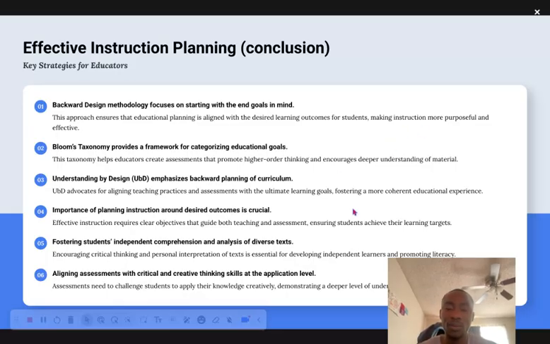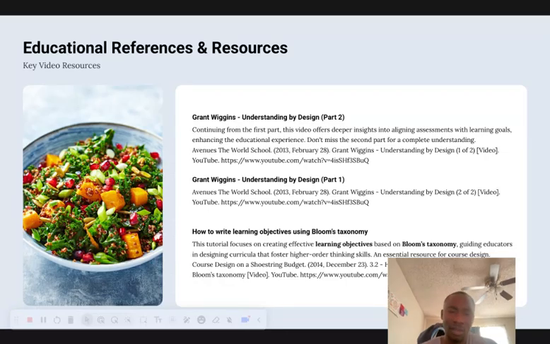So, to conclude, this is my presentation on backward design, and these are the resources or references that helped me to present this design to you this afternoon.